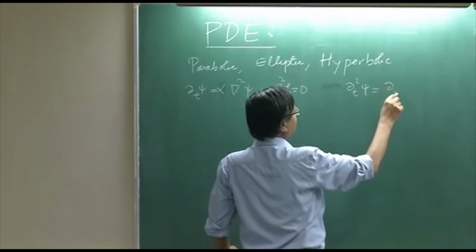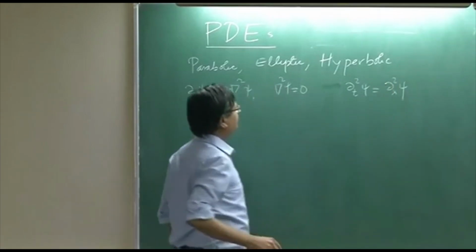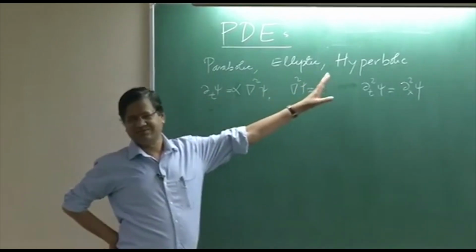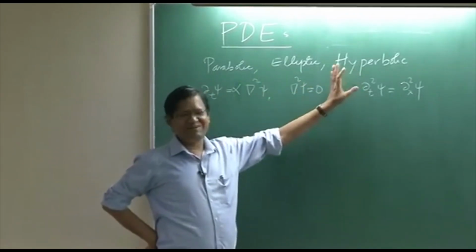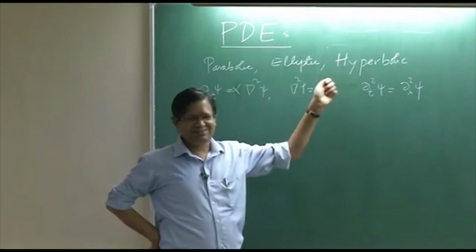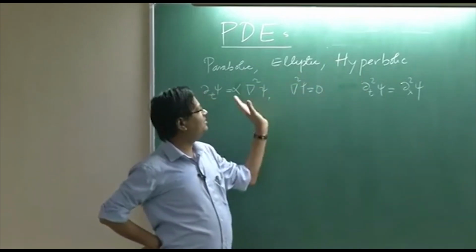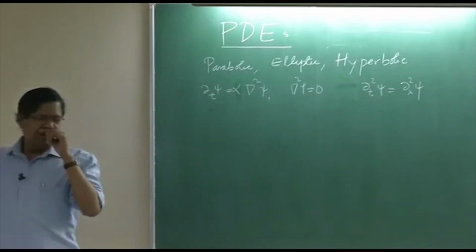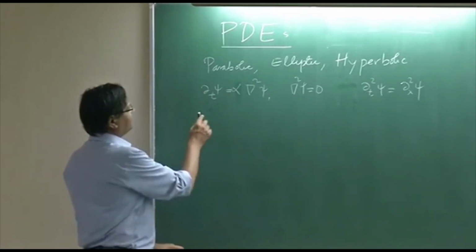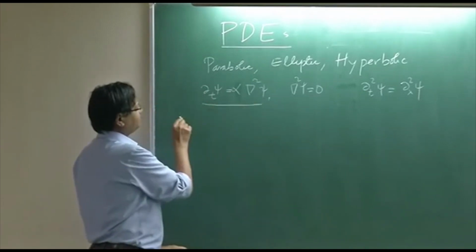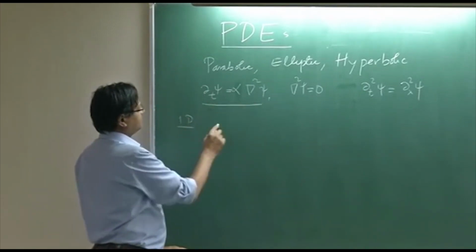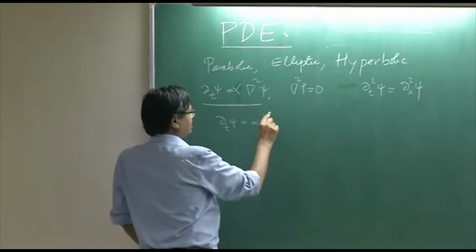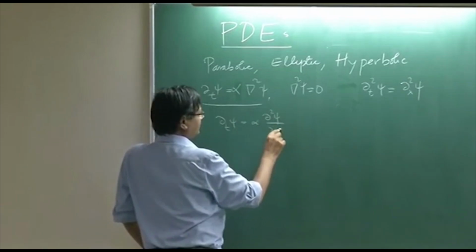And hyperbolic is the wave equation for ψ. We will do only these two classes, not this class. I will make a slight excursion into it, but I will do these two, not this, since it's more complicated. So let's first look at how to solve this equation in 1D: ∂ψ/∂t equals alpha ∂²ψ/∂x².